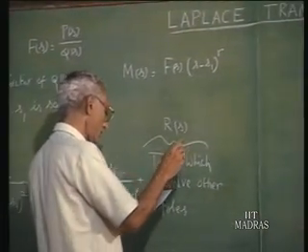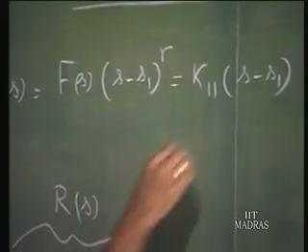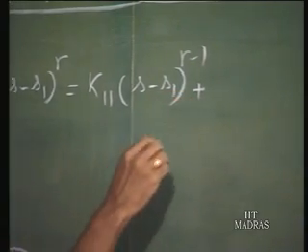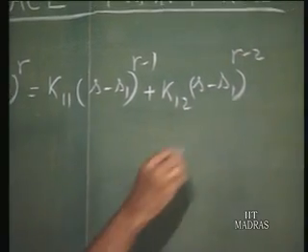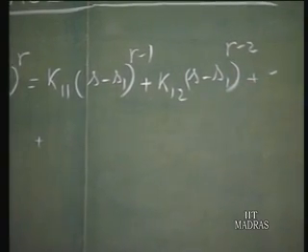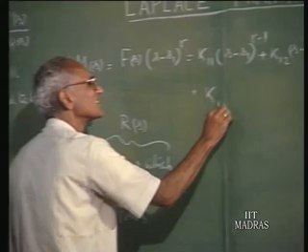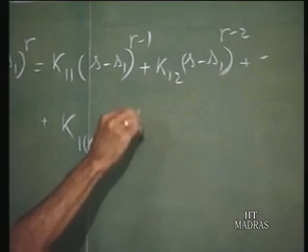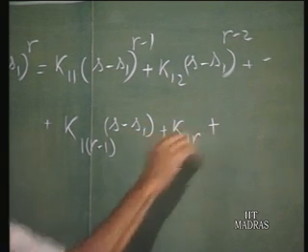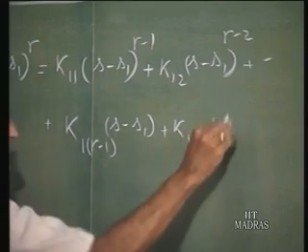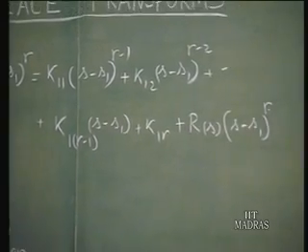Therefore, that will turn out to be k11 times s minus s1 raised to the power of r minus 1, plus k12 times s minus s1 raised to the power of r minus 2, and so on down the line, plus, coming to the last two terms, k1(r minus 1) times s minus s1, plus k1r, plus this entire group of terms r of s multiplied by s minus s1 raised to the power of r. That is how this m of s would look.